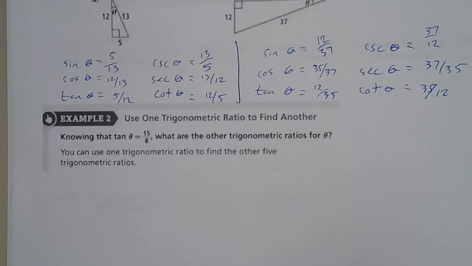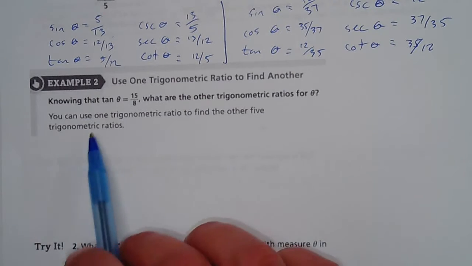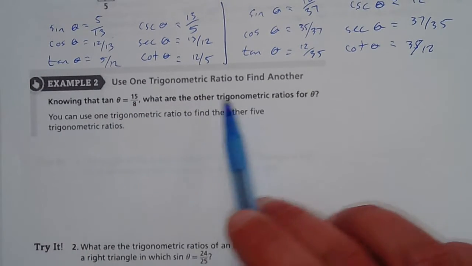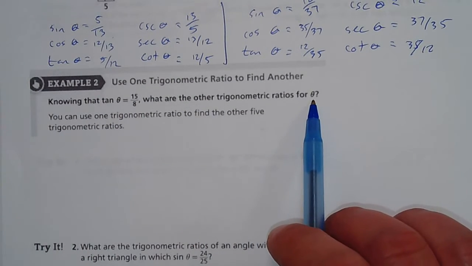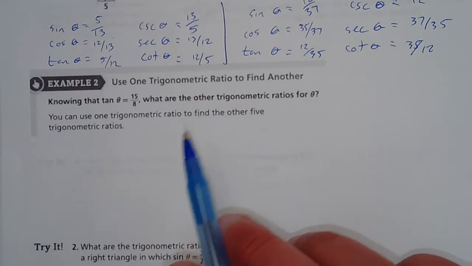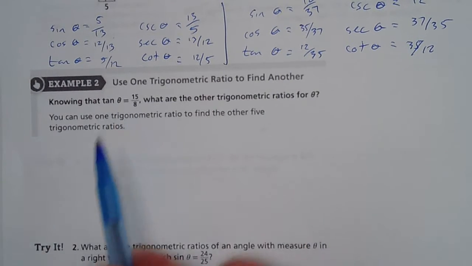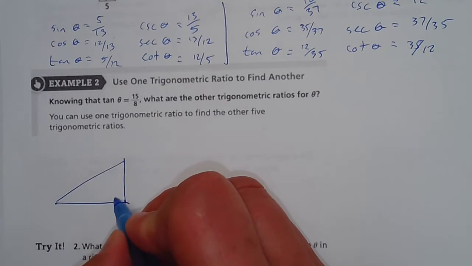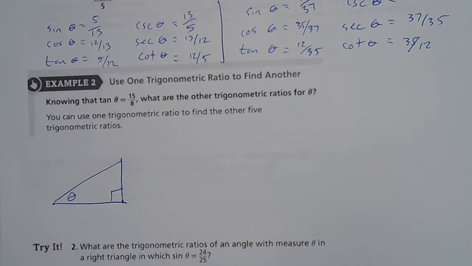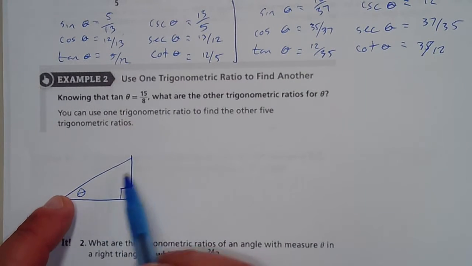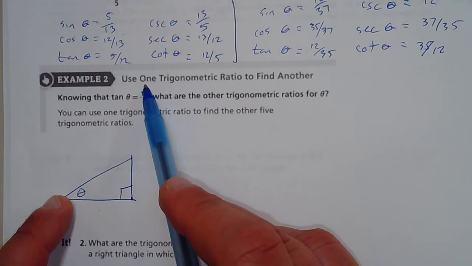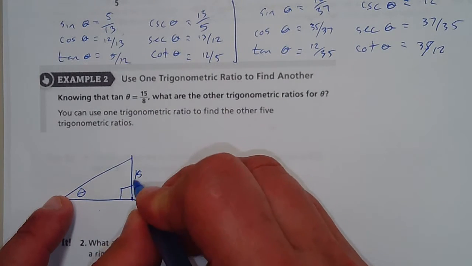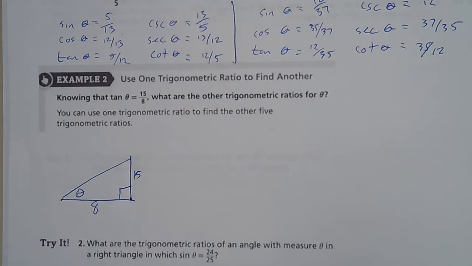The next piece, example 2, says knowing that tangent of theta is 15 over 8, what are the other trig ratios for theta? So this is kind of like the previous question, but instead of giving you a diagram, they give you one piece of information, which basically you want to draw your triangle from. So go ahead and draw a triangle, throw a theta on there, and say, all right, if I know tangent of theta is opposite over adjacent, those are going to be 15 and 8. Now my picture is clearly not drawn to scale, but that's completely fine. I can draw my picture and make things happen.